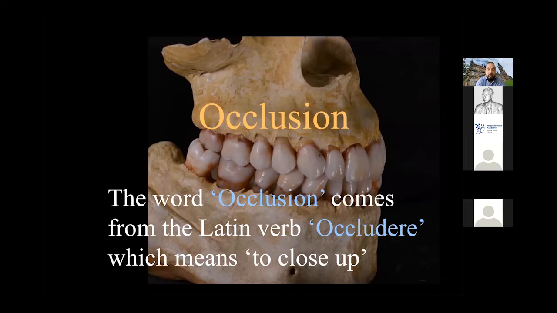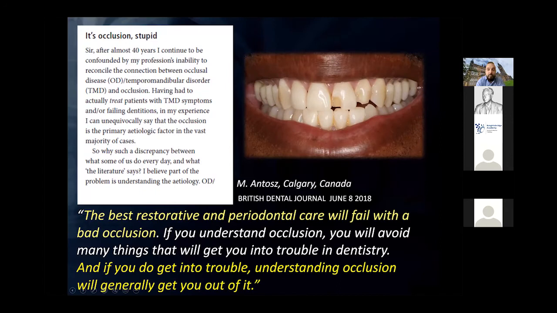But because our lecture is about aesthetics, I tried to get some tips related to occlusion in anterior teeth, because when we say occlusion, people always think about the bite, about posterior teeth. But how about the anterior teeth? So look at that. The best restorative and periodontal care will fail with a bad occlusion. If you do get into trouble, understanding the occlusion will generally get you out of it. If you don't understand the occlusion, you won't find an answer for some of the clinical problems.